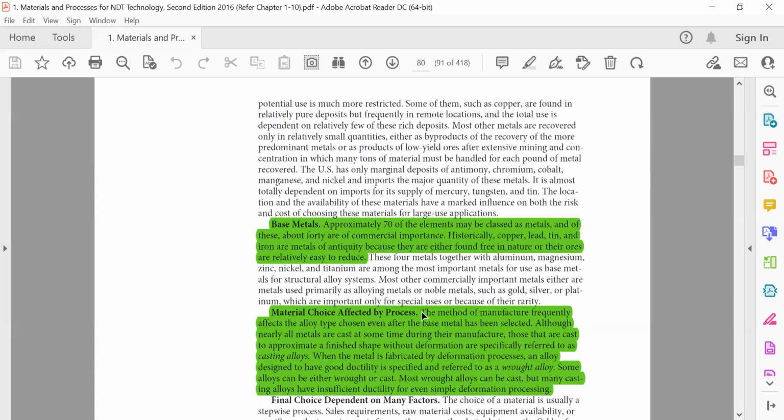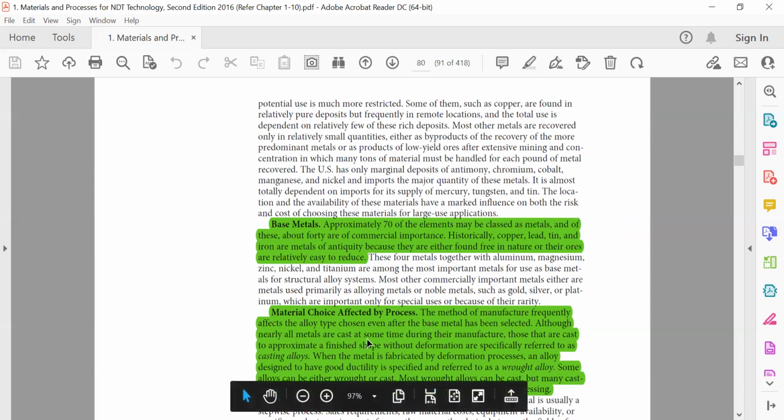Material choice is affected by process. The method of manufacturing frequently affects the alloy type chosen even after the base material has been selected. Although nearly all metals are cast at some time during their manufacture, those that are cast to approximate the finished shape without deformation are specially referred to as casting alloys.